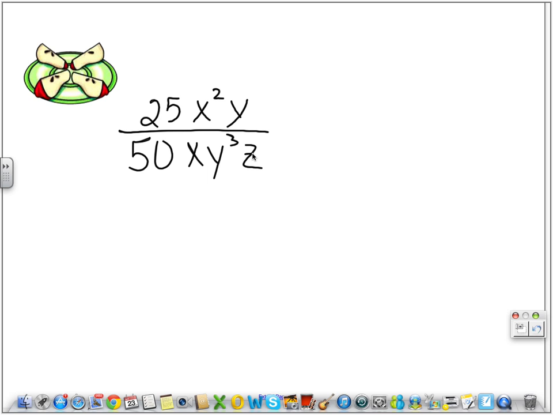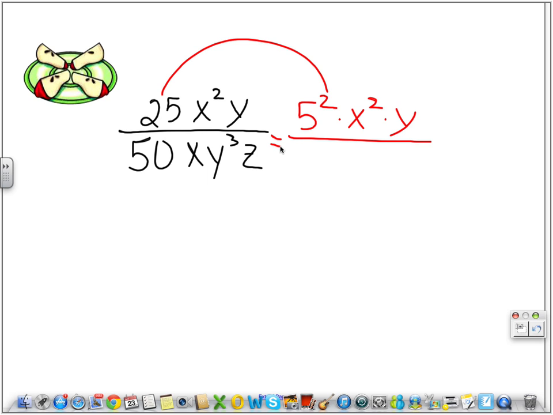So I want to think about these in their most prime factorized form. Now 25 and 50 I tried to choose easier numbers to work with because I didn't want to spend the time prime factoring on our video. So 25, when you prime factor it, becomes 5 squared. X squared and y would just carry through. 50, when it's prime factorized, becomes 2 times 5 squared. And then I write my remaining variables there as well.